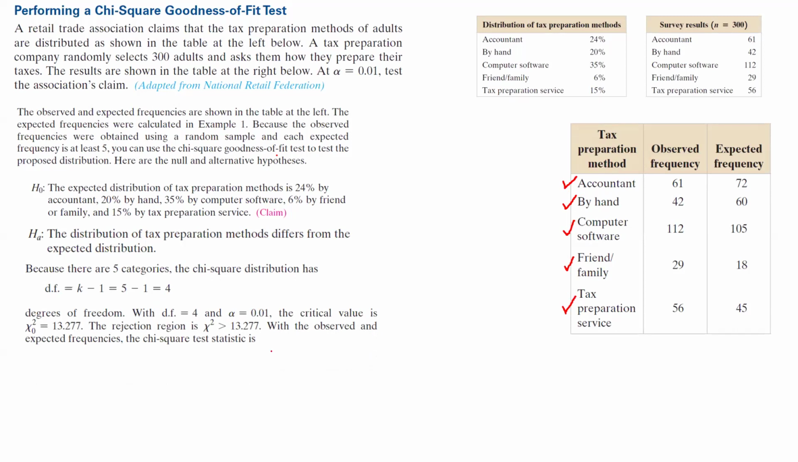With degrees of freedom 4 and alpha level of significance 1%, the critical value for chi-squared is 13.277. The rejection region is where chi-squared is more than 13.277. With the observed and expected frequencies, we can form and calculate the test statistic.